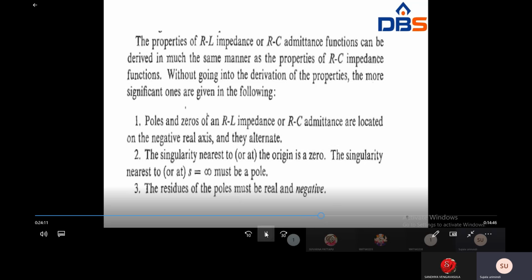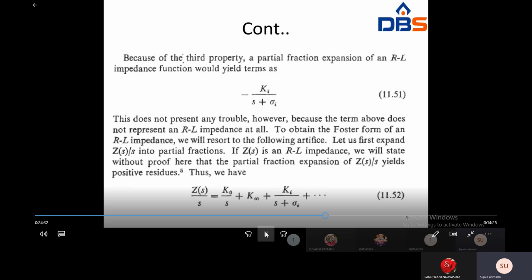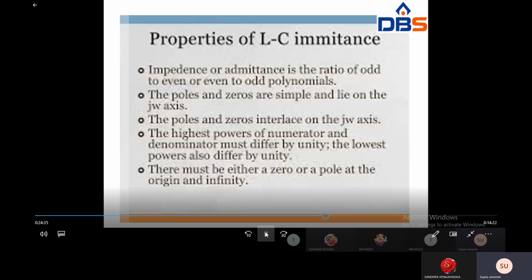Next, the singularity nearest to the origin is a zero in RL impedance. Nearest point to the origin is always zero. But in RC impedance, the nearest point to the origin will be a pole. But in RL impedance, the nearest point will be a zero. So this is for RL impedance and RC impedance. I will show the example in the next slide.